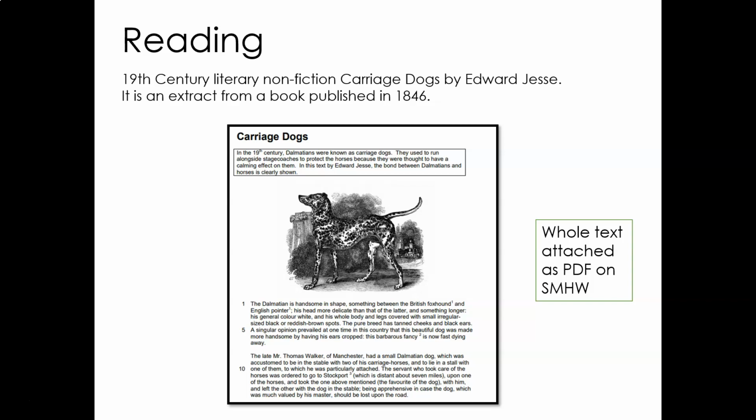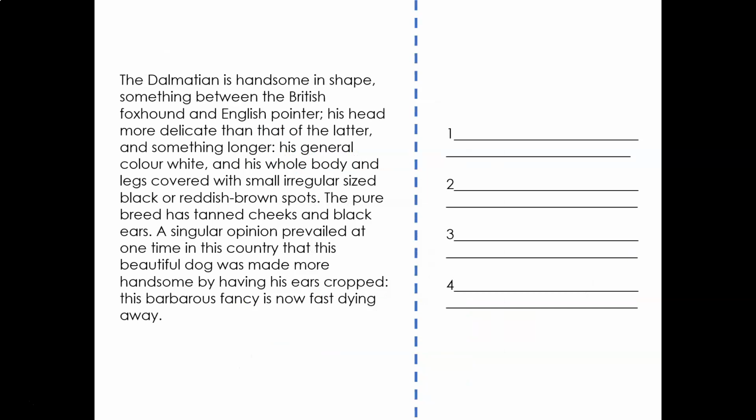You will find this text attached as a PDF on Show My Homework. So if you would like to, you may pause the video now and read through that text in full before we begin. What we will be doing in the lesson is going through different paragraphs and looking at, again, that explicit and implicit information. Okay, so our starting point today is paragraph 1. I'm going to read that to you. That should appear on the left-hand side of the screen. And on the right-hand side, you should see a task to complete once I've finished reading.